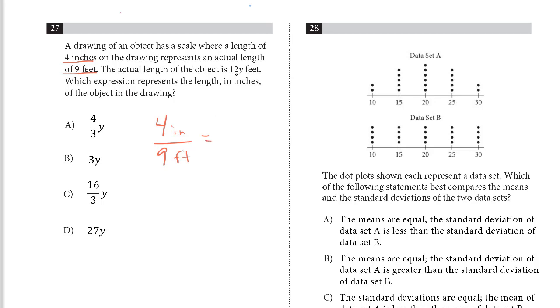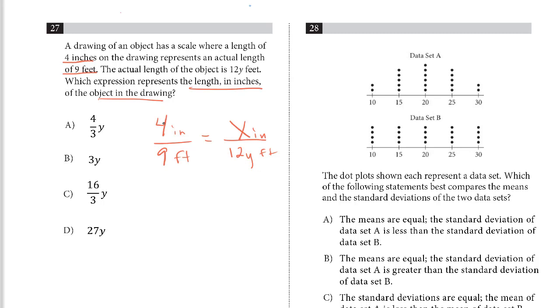The actual length of the object is 12y feet. So that would be 12y feet, which means our unknown length in inches for the object in the drawing is going to be, call it x inches. Now we've got a proportion equation I will just solve.